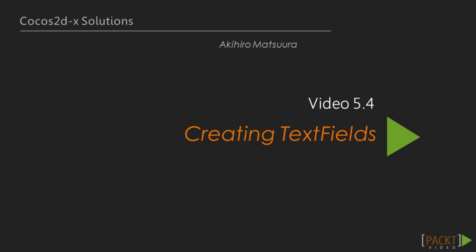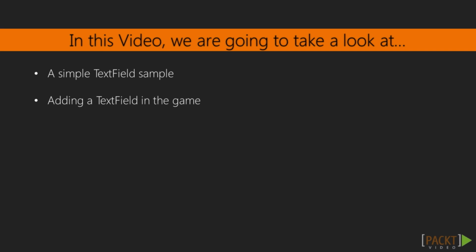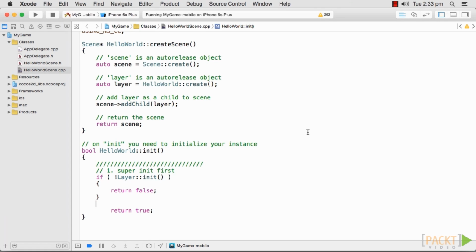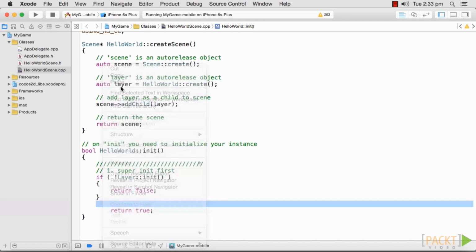In the previous video, we looked at loading bars and sliders. In this video, we are going to take a look at how to create a text field to add nicknames in your game. You may want to set a nickname in your game. To set nicknames or to get the player's input text, you can use the text field class. In this video, we will learn about a simple text field sample and how to add a text field in a game. How to do it.